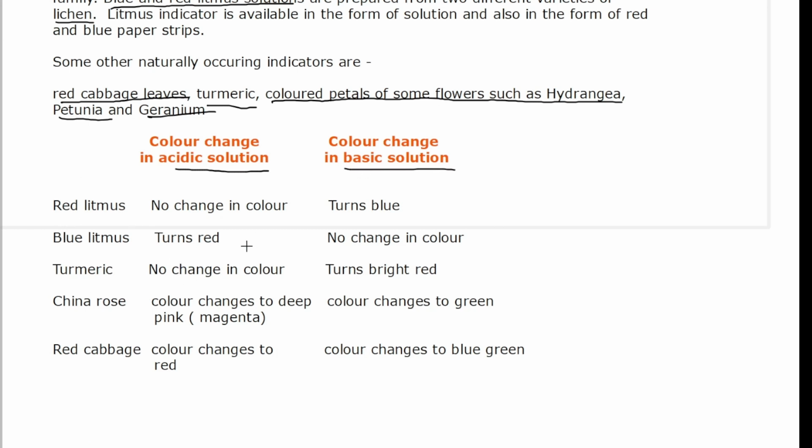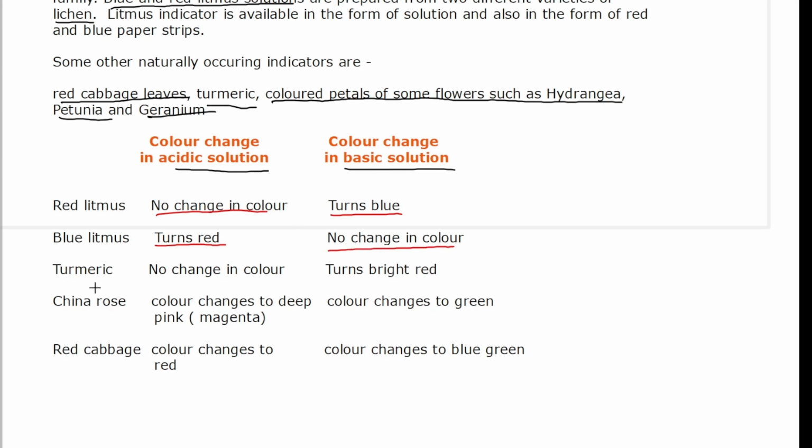Red litmus. When you take red litmus paper and test it with the acidic solution, it will show no color change. Whereas in case of basic solution, it will turn blue color. Red litmus will turn blue color in basic solution. Then when you take blue litmus paper and test it with the acidic solution, it will turn to red color. But it shows no color change in basic solution.